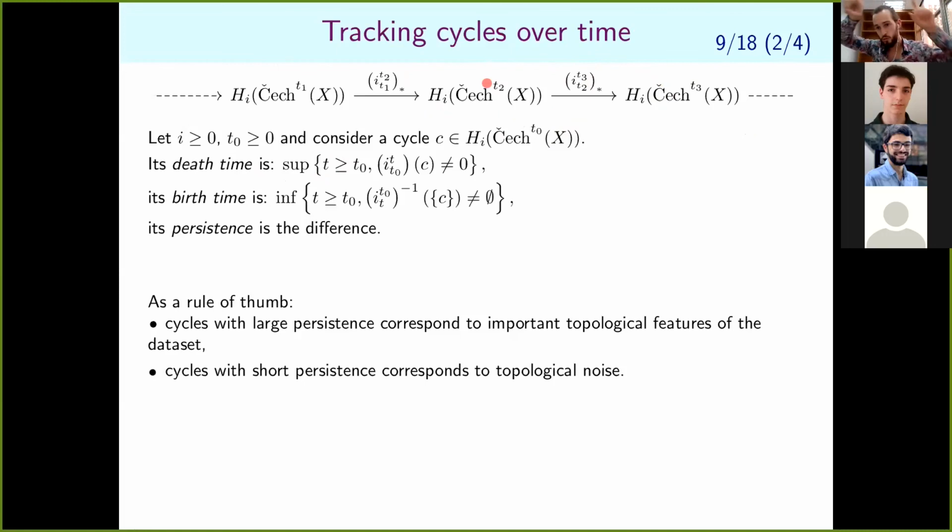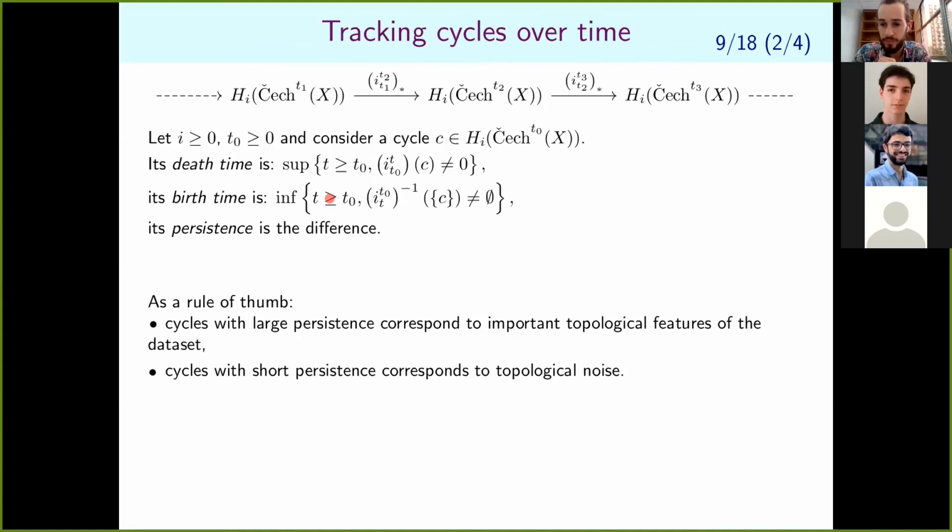I can also define its birth time. This is the smallest value such that there exists an element in the homology group at time t that will give you your cycle. This is the smallest value such that my cycle admits a preimage. So basically, this is the first time my cycle appeared, okay? So if you choose a cycle somewhere in your filtration, you can define its birth and its death, and we say that the persistence of your cycle is the difference between these two values, okay?